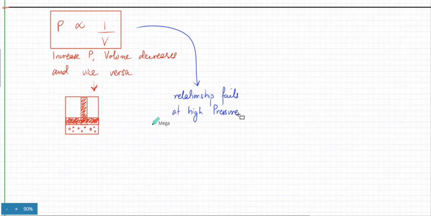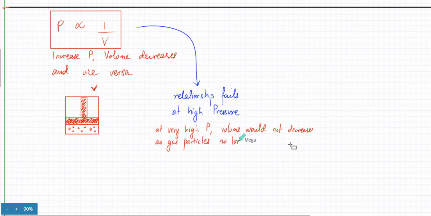So what happens at very high pressure? The volume would not decrease. The volume would only decrease as long as there are gaps between the particles. If you reach a very high pressure and you have removed all the gaps between the gas particles, then beyond that, the volume would not decrease. So the gas would become incompressible. So volume would not decrease as gas particles no longer have gaps in between them.